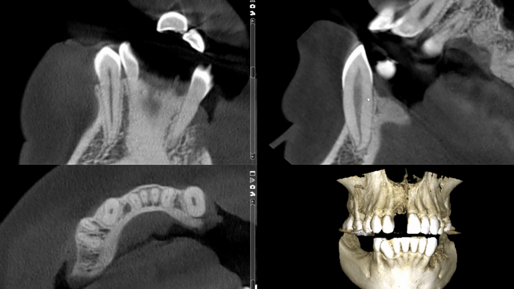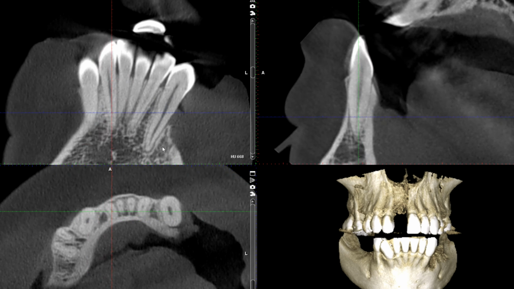Let me remove the crosshair. There you go, right? And it curves just slightly toward the buccal, it looks like. It exits a little bit before the radiographic root apex. So that's great, right? So now, number 26.